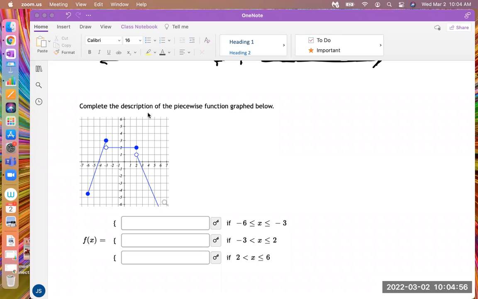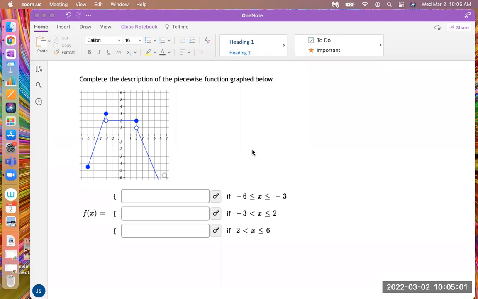Hi, I'm doing this video to help you describe a piecewise function. And really, we're going to be writing the equations of lines. Complete the description of the piecewise function graph below. So there's three parts to this. There's this first blue line, the second flat line, and the third blue line as well.